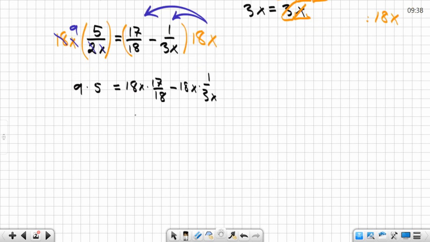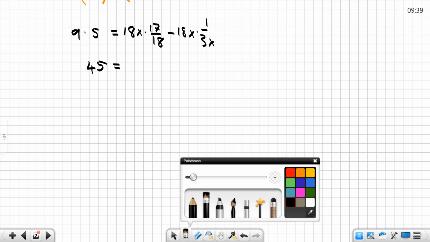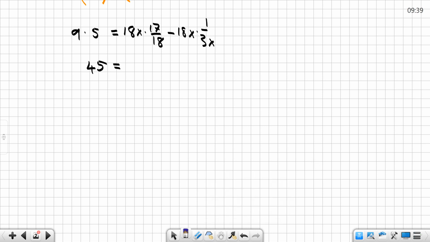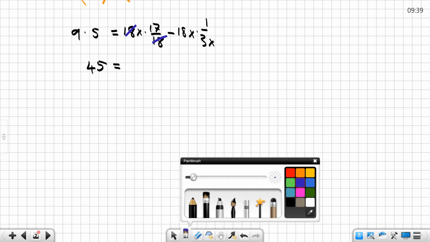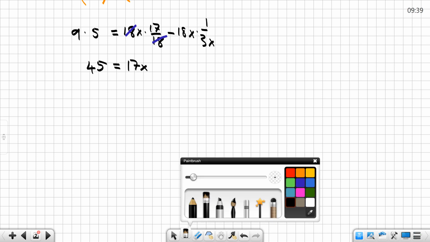And what is happening now here is this. This equation will turn out nicely. 9 times 5 on the left side, well, that is 45. On the right side now, we use the color blue to cancel. This 18 goes away, and I'm left with x times 17, which is nothing else but 17x.